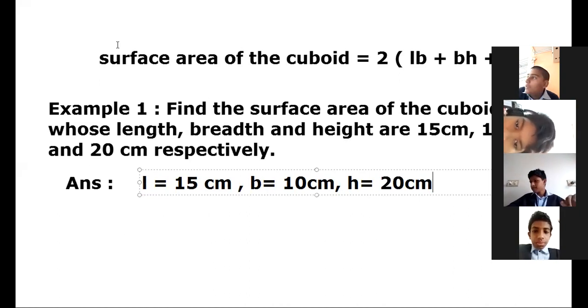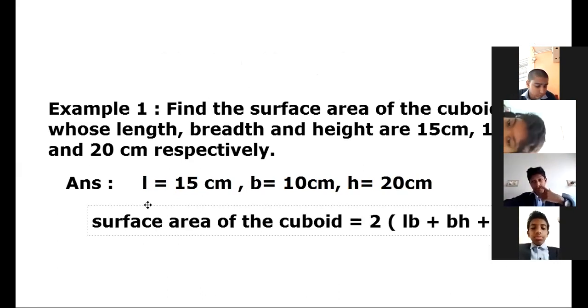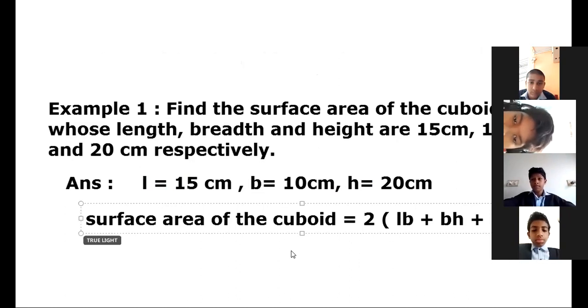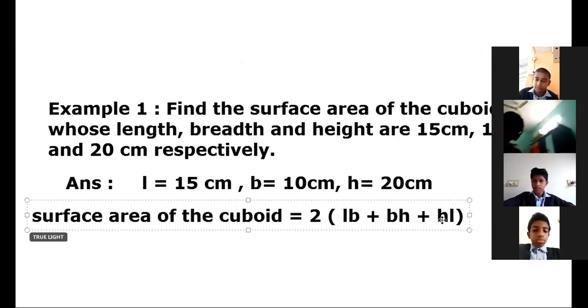So we have the equation to find the surface area of the cuboid, right? This is the equation to find the surface area of the cuboid. Surface area of the cuboid is equal to 2 into (LB plus BH plus HL).